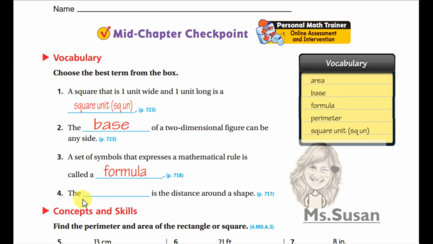Number 4, the blank is the distance around the shape. So walking around the shape and measure its distance, it's called area or perimeter. We already used base, formula, square unit, so we still have area and perimeter. We said area is the space inside the shape. However, the perimeter is the distance around the shape, so it is the perimeter. Right. Number 4, the perimeter is the distance around a shape.